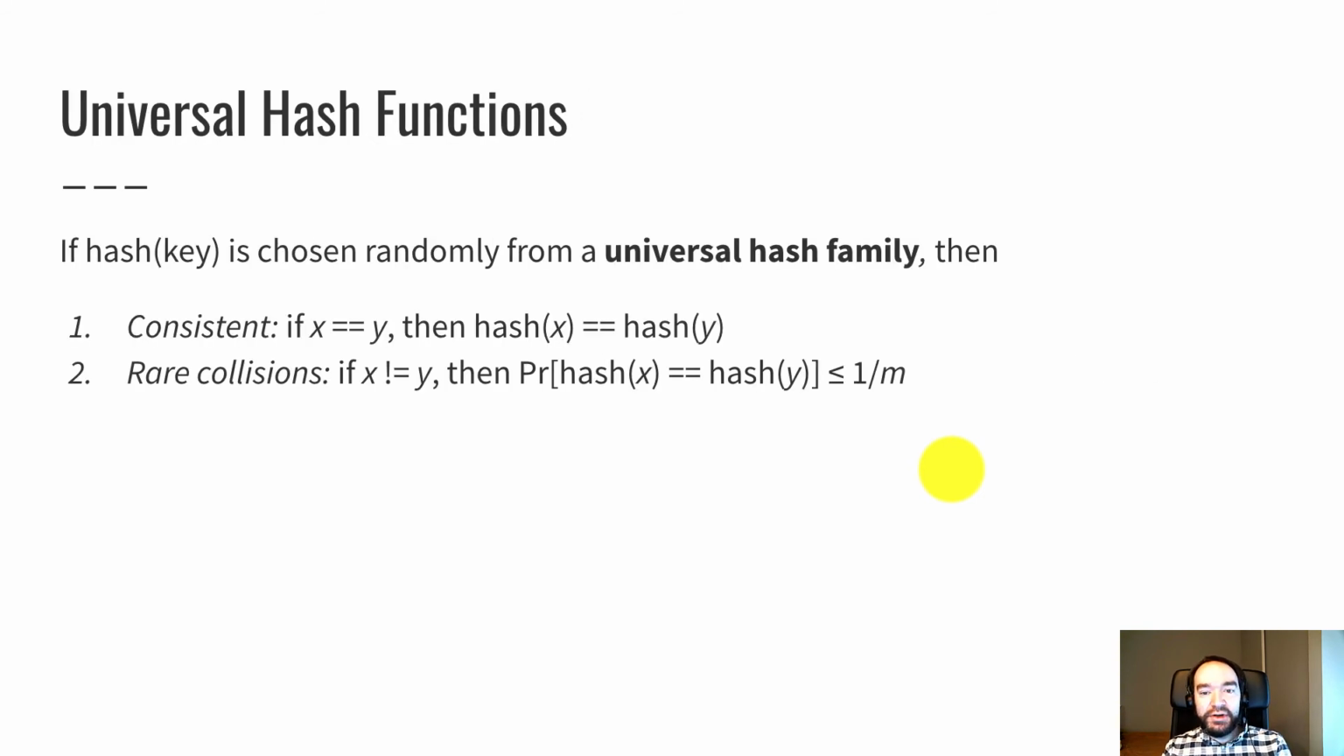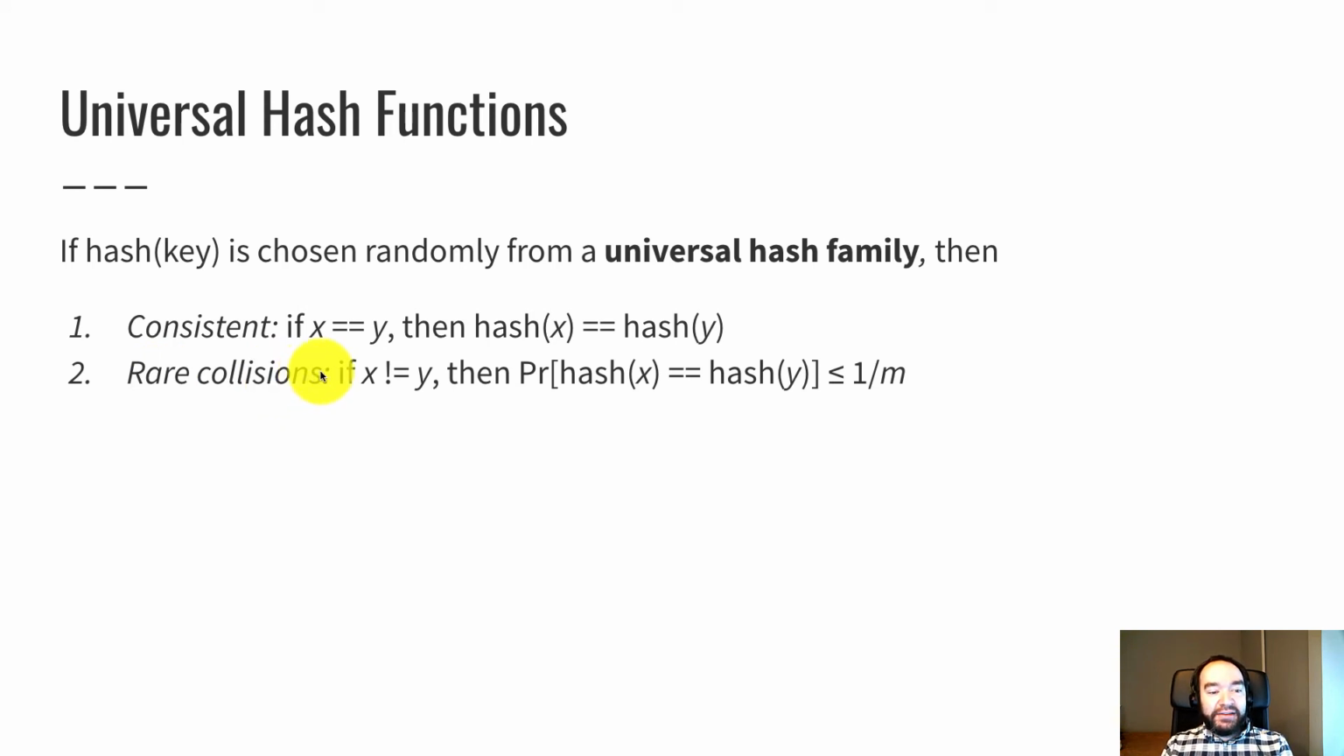Here's the definition of what a universal hash family is. If hash of key is a hash function chosen randomly from a universal hash family, then two properties are given. One is the consistency property, that if x and y are two equal keys, then hash of x is equal to hash of y. That's so that we can insert a key into a table and then find it again later. And now we have rare collisions. It doesn't say no collisions, it just says rare collisions.